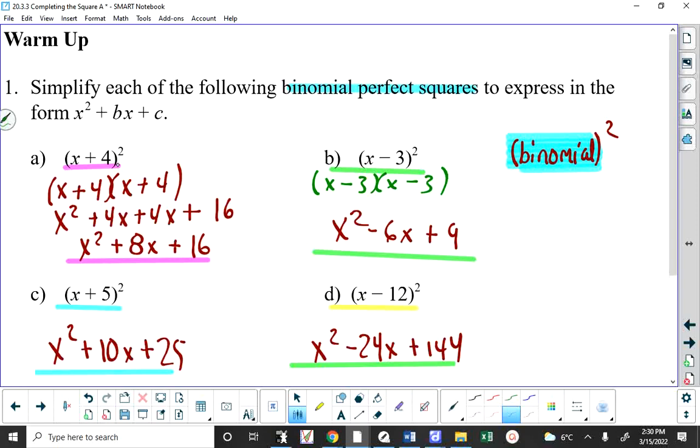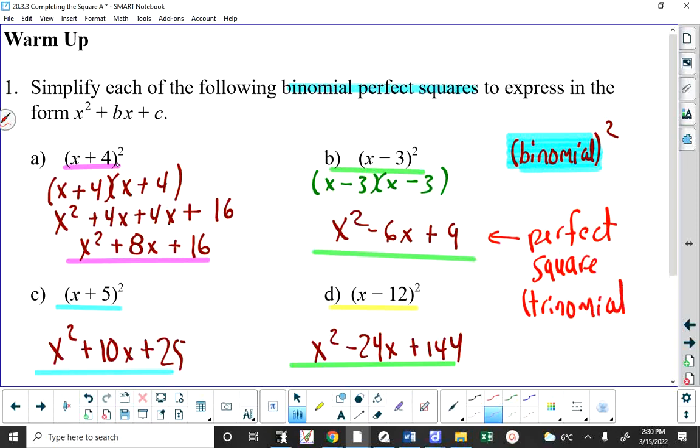So we talk about x minus 3 quantity squared being a binomial perfect square. This is a perfect square as well. It's a perfect square trinomial. And I want to just talk about this for a second. I could just show you how to complete the square, but I think you'll be more successful if you understand at a deeper level what's going on.